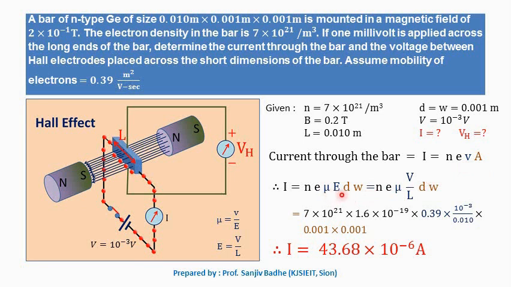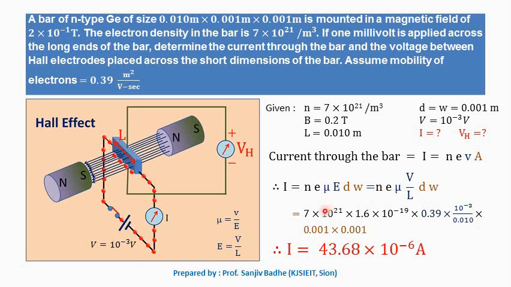E is electric field, that can be written as V upon L. So E is equal to V upon L. Now this V is 10 raised to minus 3 volts and L is length of the bar, that is 0.010 meters. So this is the relation that we will use for calculating the current I.